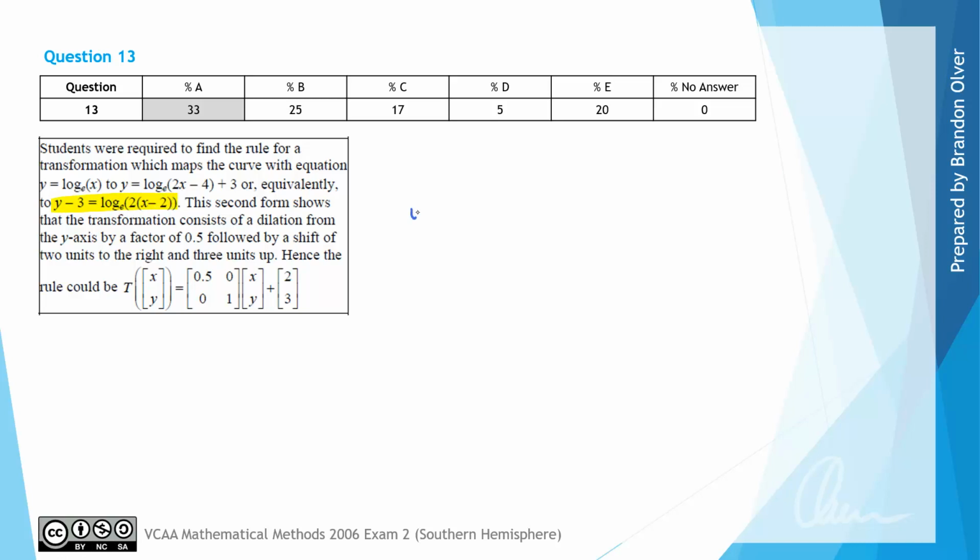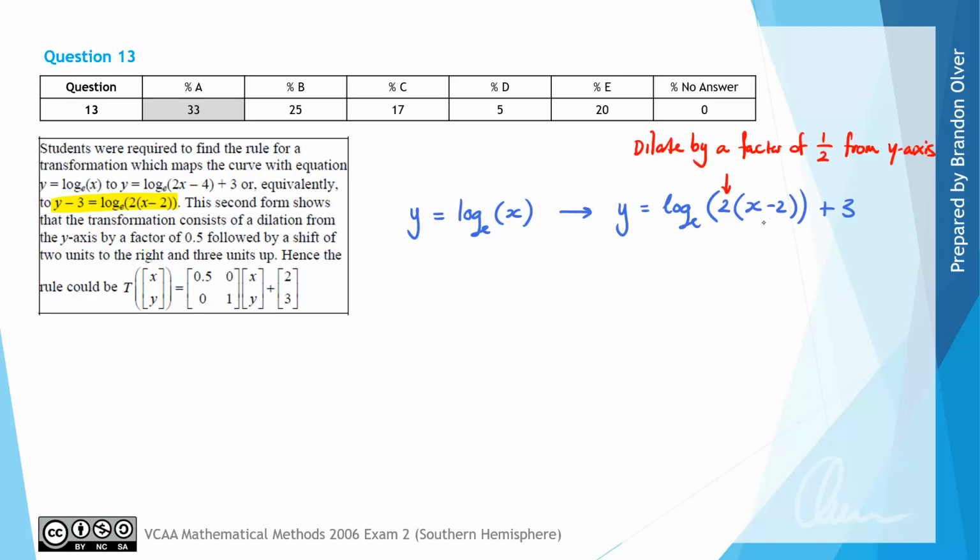So if I just rewrite out, similar to what we had before, y equals log e of x needs to map to y equals log e of 2x subtract 4, which I can actually factor out the 2 and just have x minus 2 in a bracket there, and then we still had a plus 3 at the end. And from here we can see the transformations that occurred more clearly. So for example, this 2 here is actually a dilation by a factor of a half from the y-axis. The x subtract 2 just here is a translation of 2 units in the positive x direction.